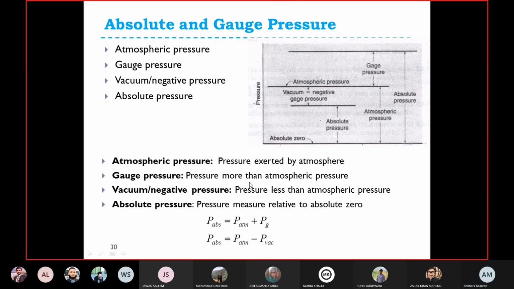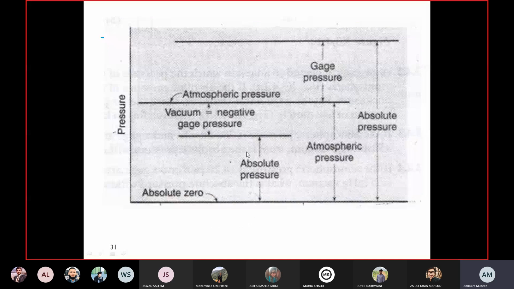Now we check the definition of gauge, negative and absolute pressure. So how is gauge pressure defined? Just check this figure. The x-axis corresponds to the absolute zero pressure. This line we call absolute zero, and above this line there would be the positive absolute pressure. So any pressure whose reference is the absolute zero line will be called absolute pressure.